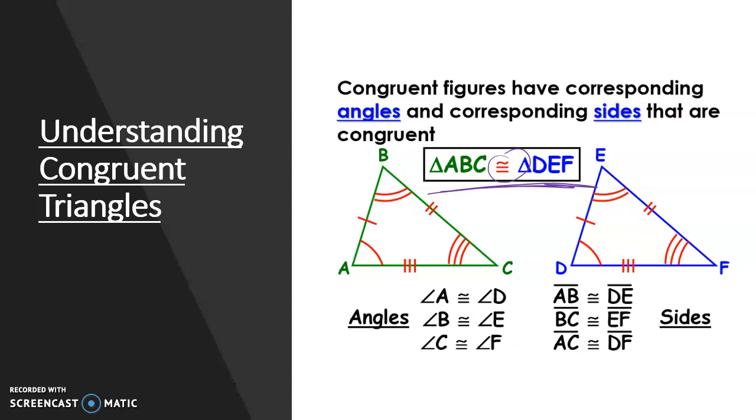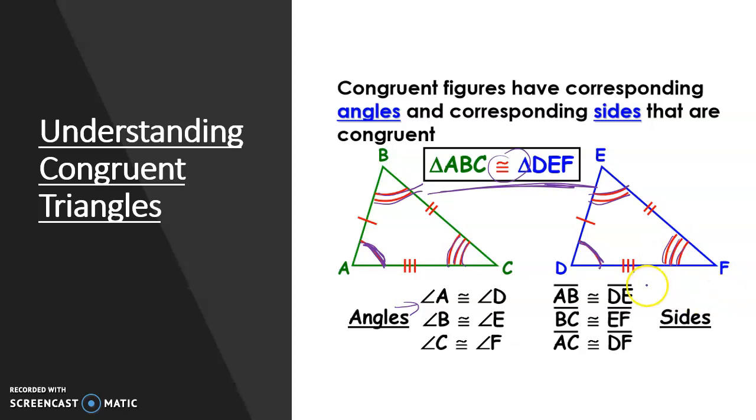First, let's look at our angles. Angle A is congruent to angle D. This little symbol here means angle. So we can see that angle A here is congruent to angle D here. It's been marked with the arc symbol. Angle B is congruent to angle E. It's got the double arcs. And then angle C, triple arcs, is congruent to angle F, triple arcs. We could also see this if it gave us the measurement.